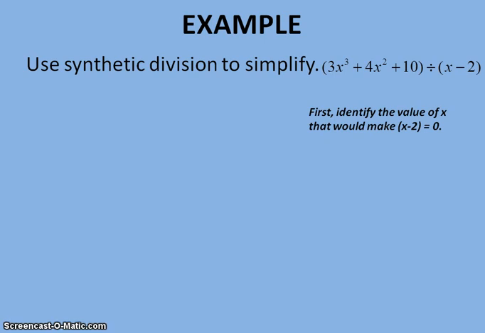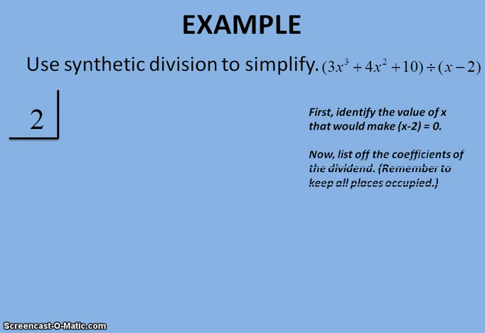And once we've identified that, we're going to take it and stick it over here, and draw a little half box around it and separate it from the rest of the problem. Once we do that, we're going to list off the coefficients of the dividend. Now the dividend is the 3x to the third plus 4x squared plus 10. That's the thing that we're dividing. And we're going to list off the coefficients. Now the coefficients are the numbers in front of each term. We've used that term before, so make sure you're clear on what we mean when we say coefficients.